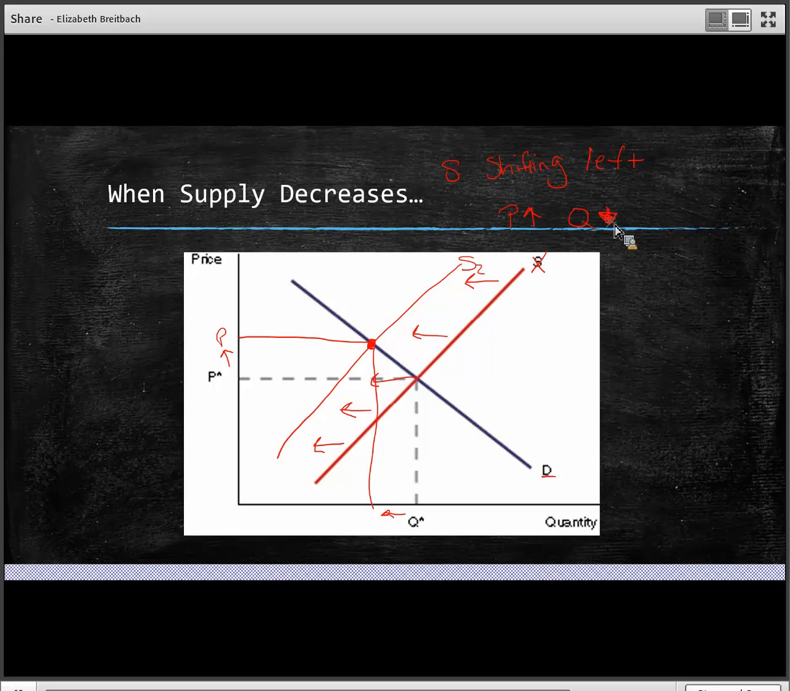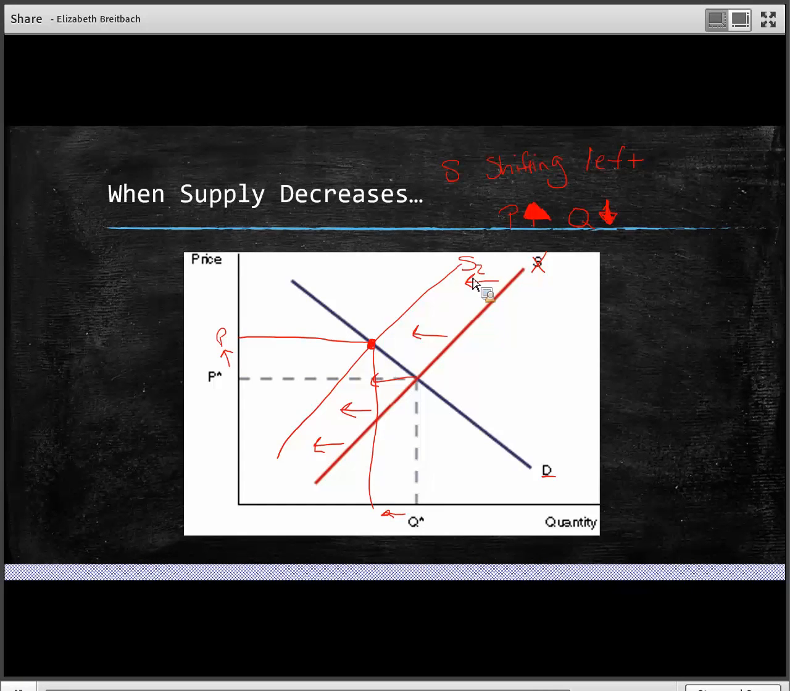Okay, and what can cause a supply decrease? We could see the input costs of production going up. We might see a decrease in the number of sellers. We might see a decrease in the price of a complement good or an increase in a substitute in production good. We might think that our sellers expect a higher price in the future. Any of these items causing the supply to decrease.